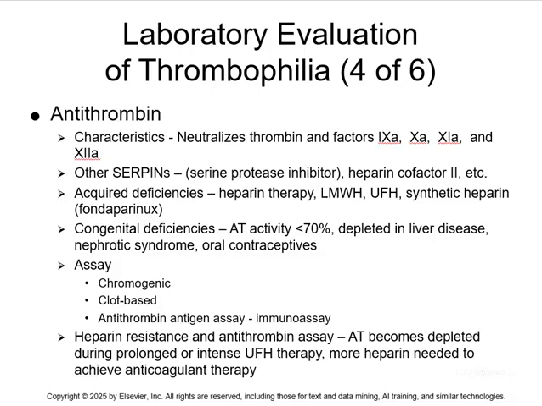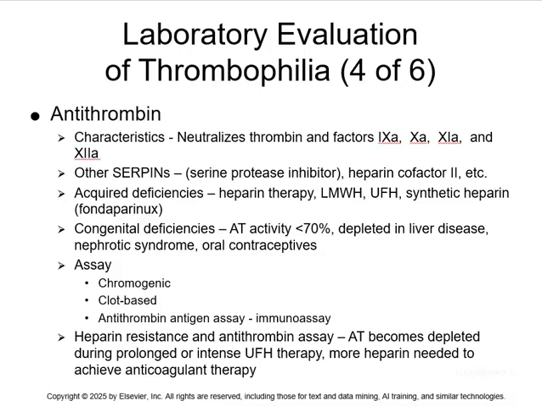Antithrombin, remember we said it neutralizes thrombin and factors 9, 10, 11, and 12. Works really good for that. It actually works with heparin. Now, some people can get acquired deficiencies because they've been on a prolonged amount of heparin therapy, or low molecular weight heparin, unfractionated heparin, synthetic heparin. So we can actually have acquired deficiencies because there's so much heparin that's been going on. That's why a patient cannot be on heparin for prolonged periods of time. There can also be congenital deficiencies. Could be they've got liver issues, could have kidney issues, or they could be on oral contraceptives.